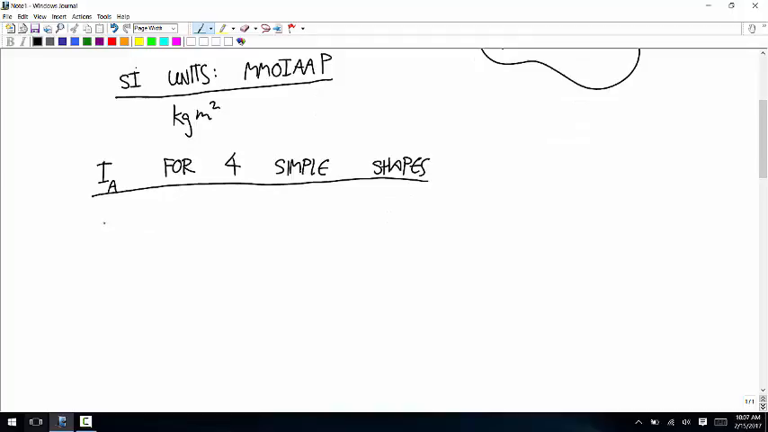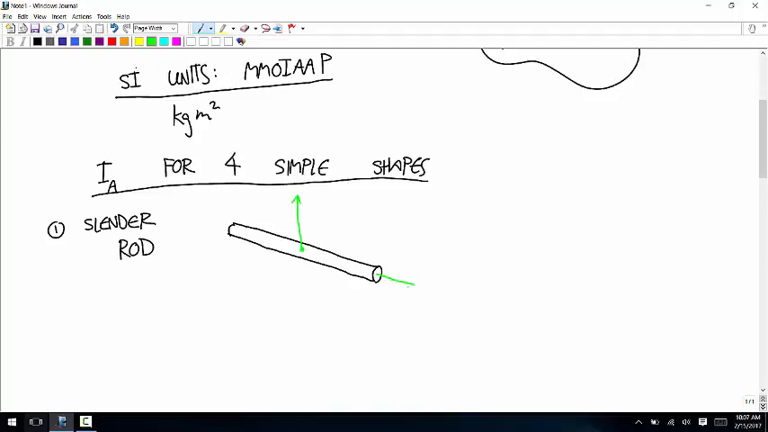The first one is a slender rod. So there's the rod, and let's think of a coordinate system with its origin at the center. The x-axis pointing along the rod, y-axis up, and z-axis that way.